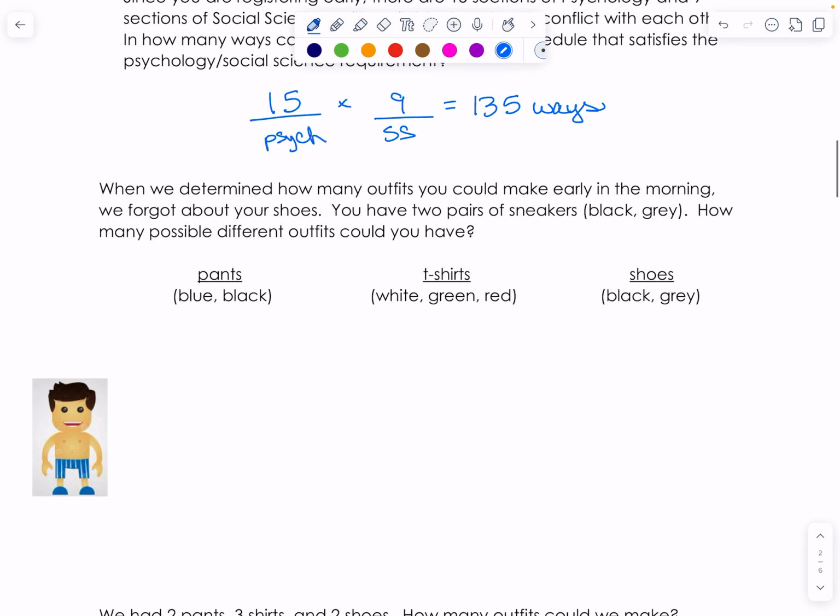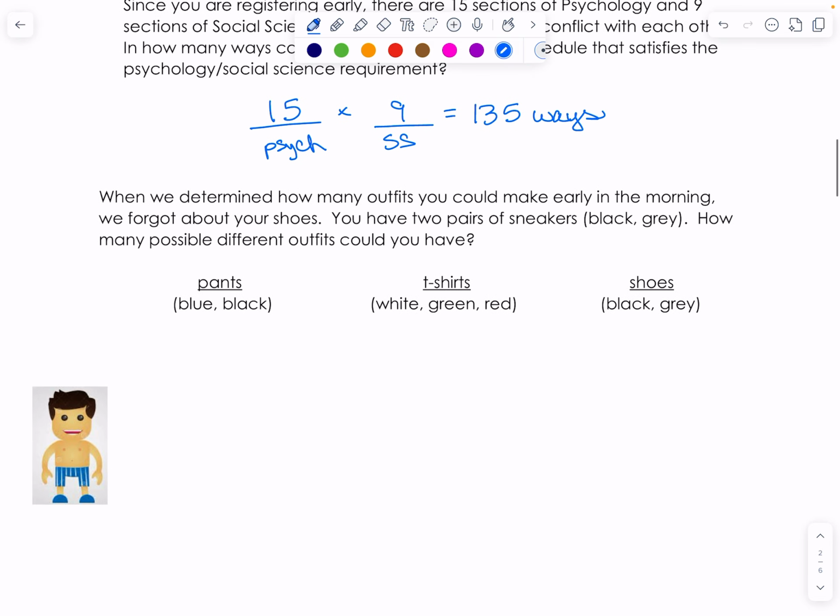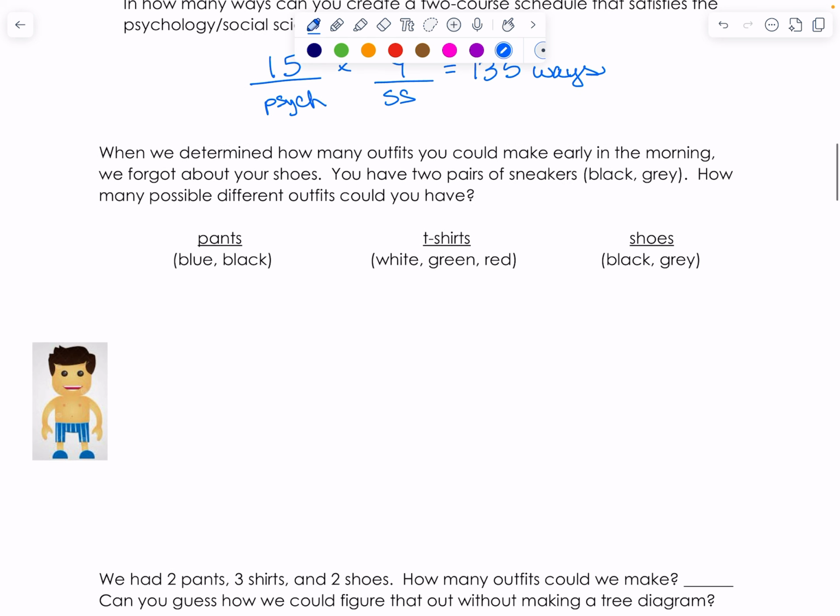So now let's go back to our little dude who, remember, he already had his blue pants and his black pants, and we've got our 3 shirts. But now we've got 2 different kinds of shoes, so that could change how many outfits we have. So we've got our blue pants, and we would have a white, a green, or a red shirt.